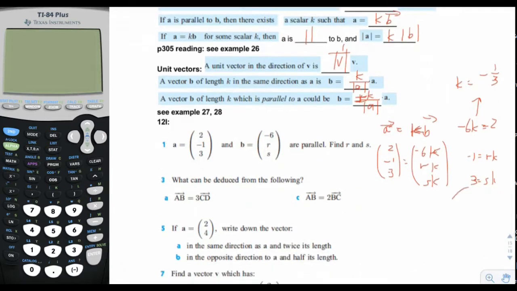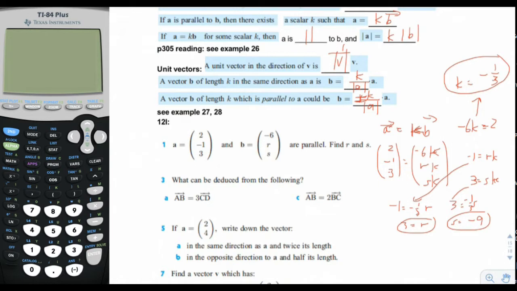For this one, we have 3 equals sk. We know k is negative 1/3, so 3 equals negative 1/3 s. So s is equal to negative 9. And then for this one, negative 1 equals rk, so negative 1 equals negative 1/3 r. We multiply both sides by negative 3, so we get 3 equals r. Okay, and k equals negative 1/3.